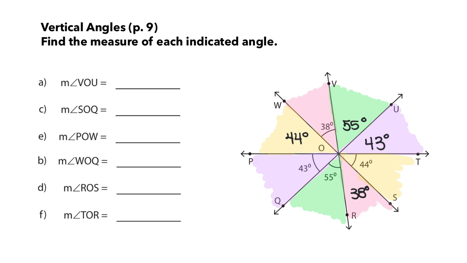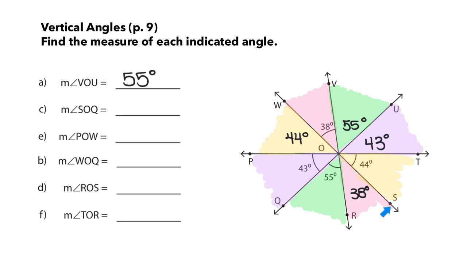VOU. If I go from V to O to U, how many colors make it up? Oh my gosh. It's just the green, and the green is how big? So VOU is 55 degrees. Wow, boy. Okay.